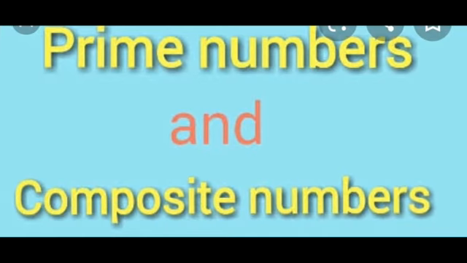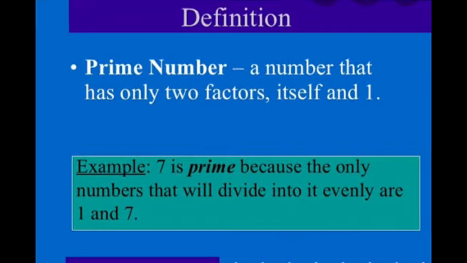Now, let us study some terms related to multiples and factors. Prime numbers and composite numbers. What are the prime numbers? Prime numbers are the numbers that have only two factors, one and itself. For example, 7. Here, the factors of 7 are 1 and 7 itself. Therefore, 7, 17, 13, 19, 59 are some examples of prime numbers.